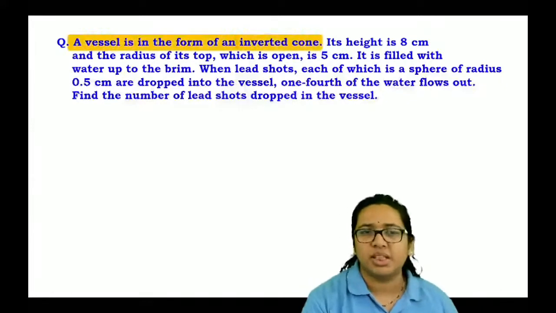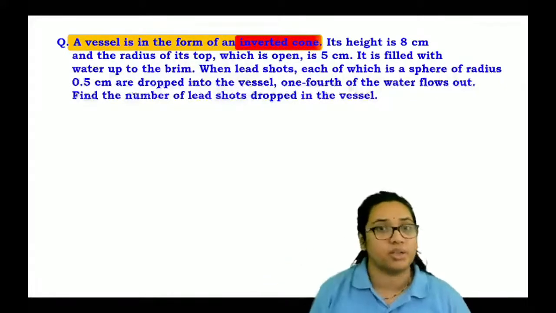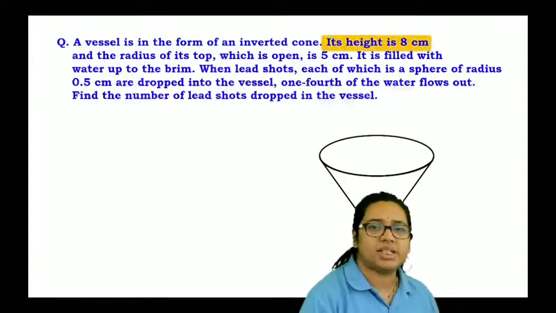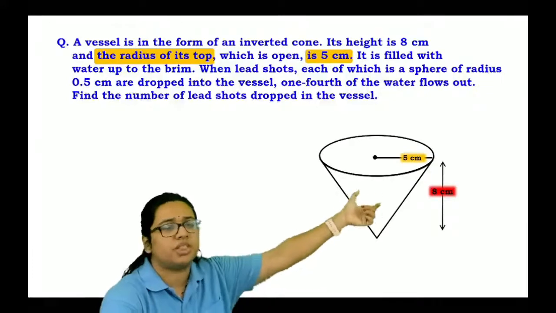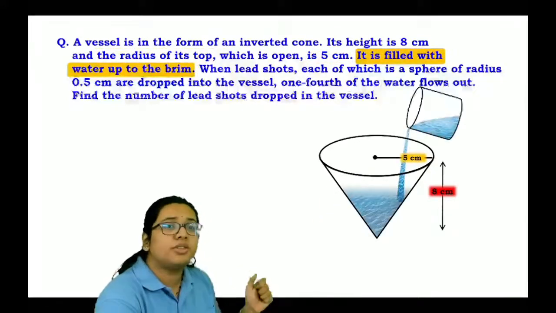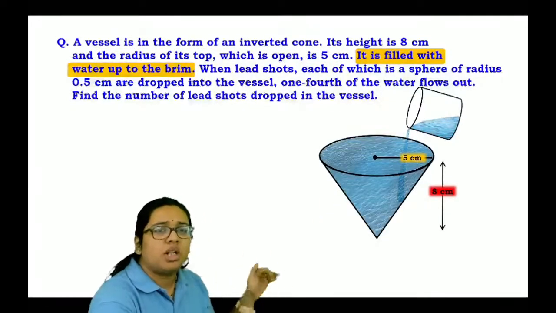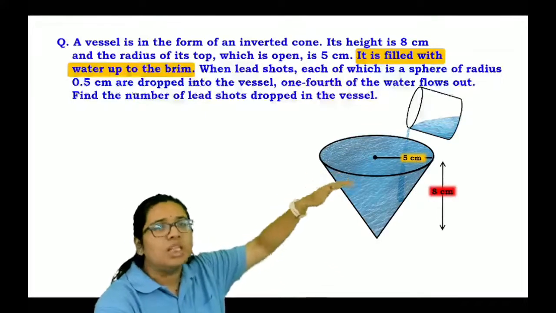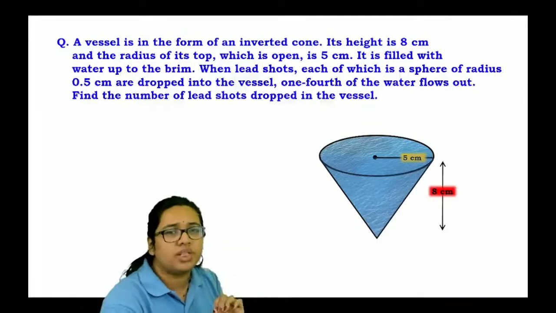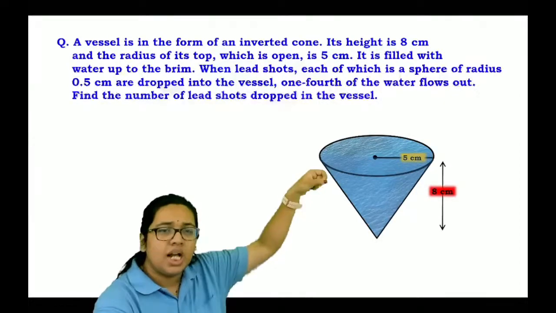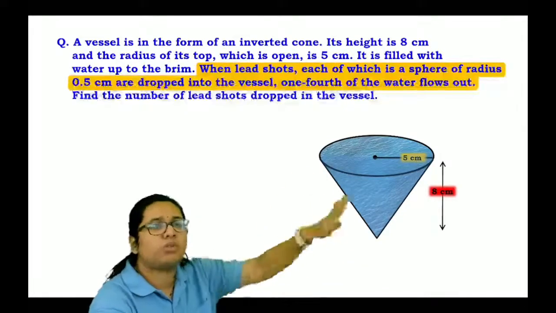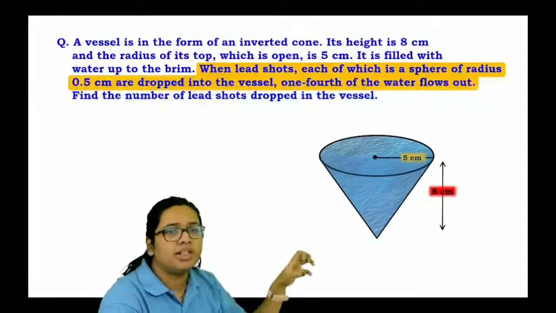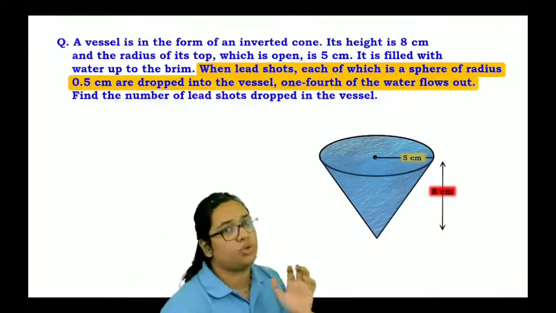A vessel is in the form of an inverted cone. Its height is 8 centimeter and the radius of its top, which is open, is 5 centimeter. It is filled with water up to the brim. When lead shots, each of which is a sphere of radius 0.5 centimeter, are dropped into the vessel, one-fourth of the water flows out. Then find the number of lead shots dropped into the vessel.